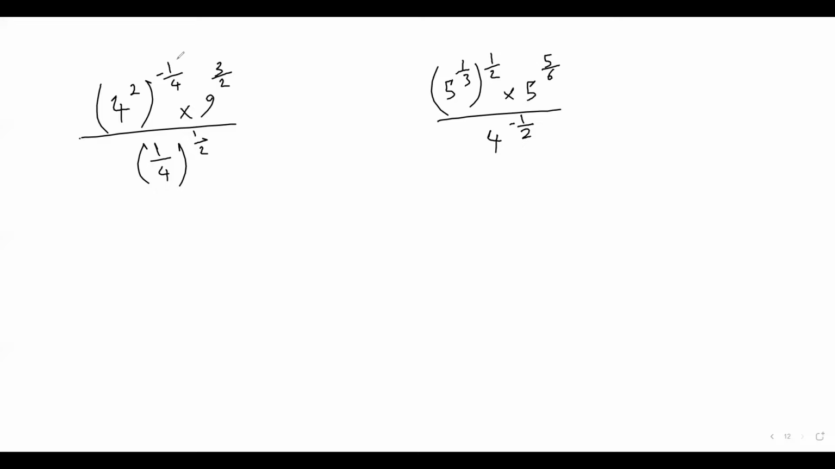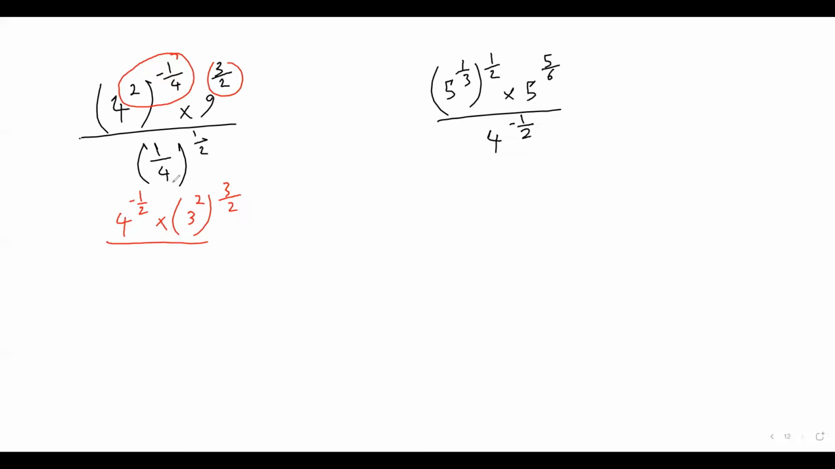Well, I'm going to take care of these two guys right here. You can multiply it. You remember the third law. So the answer would be 4. 2 times negative 1 over 4 is negative half, right? And leave the 9. However, you can rewrite 9 as 3 to the power of 2, and then raise the whole thing to 3 over 2. So this is the first thing I do in the numerator.